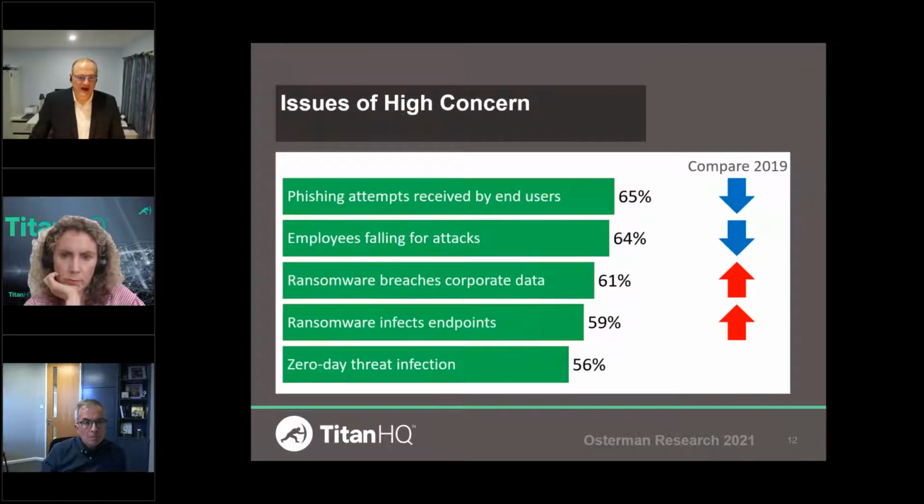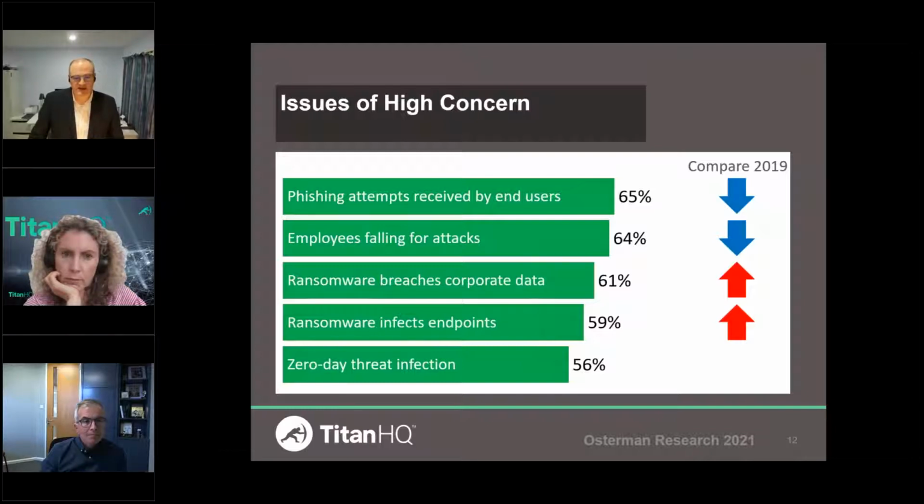We asked about issues of high concern for the cybersecurity professionals who were the focus of this survey. 65% said that phishing attempts received by end users was an issue of high concern to them. Employees falling for attacks was an issue of high concern to 64%. There are two ransomware issues that were of high concern to 61% and 59% of respondents respectively, and then zero-day threat infection to 56%.